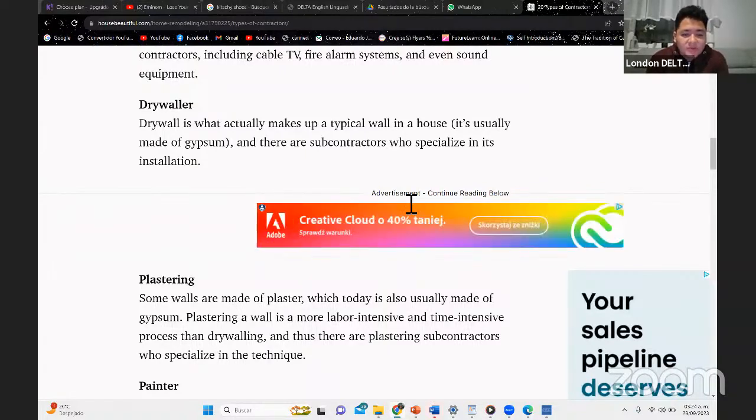So it says some walls are made of plaster, which are made of gypsum. Plastering a wall is a more labor-intensive and time-intensive process than drywalling. There are plastering subcontractors who specialize in this technique. Y digamos que plastering sería como tal, okay, it's como enyesar, right?